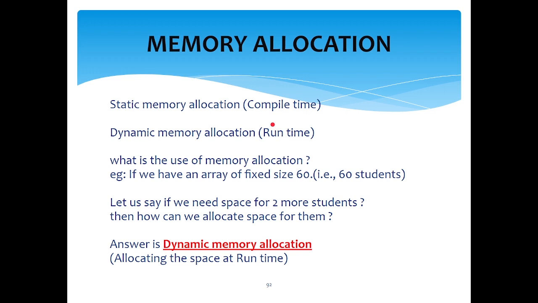Just now I said if we have an array of fixed size 5, and you want to insert A of 5, there is nothing like A of 5. Only up to 4 you will have. You will have 0, 1, 2, 3 and 4, which are 5 elements. A of 5 is not there. So if you assign some value to that A of 5, you will get an error. Where will you get that error, while compiling or while running? Obviously, when you compile it, you will get the error.